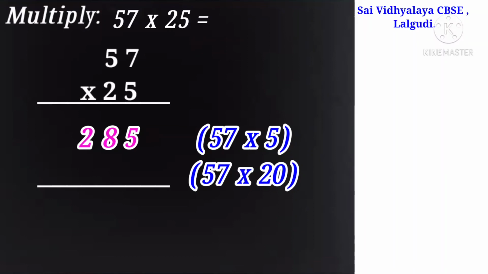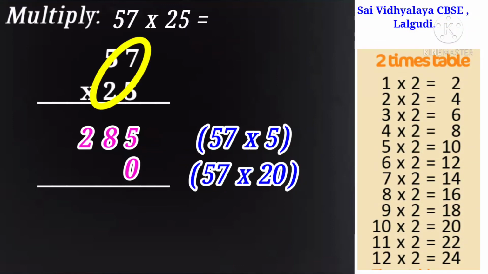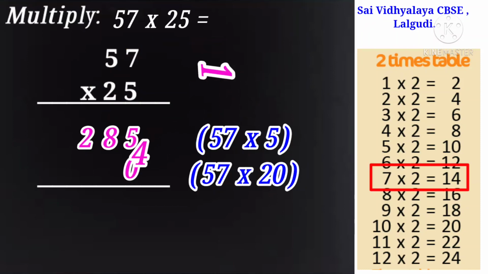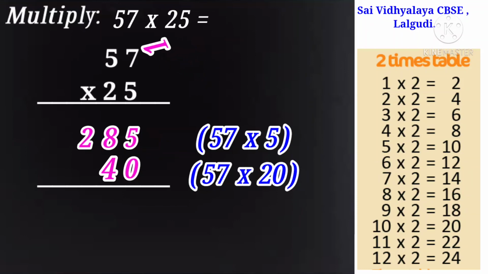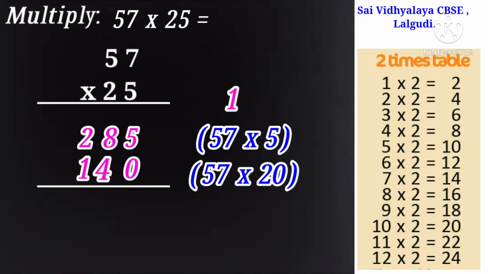57 into 20. As 20 has 0 in its ones place, write 0 here. Now we have to multiply 57 by 2. Use the 2 times table. 7 into 2. 7 2s are 14. Write 4 in the tens place and 1 as the carryover. The carryover should be added. Okay, 5 into 2. 5 2s are 10. Already we have 1 as the carryover. 10 plus 1 is equal to 11. Write 1 in the hundreds place and 1 in the thousands place.